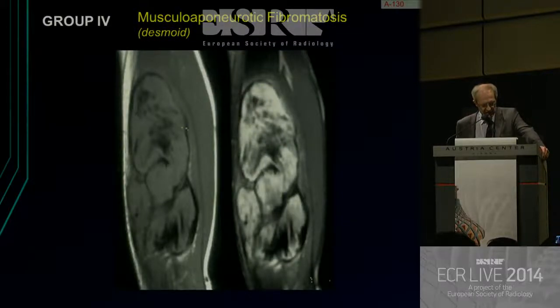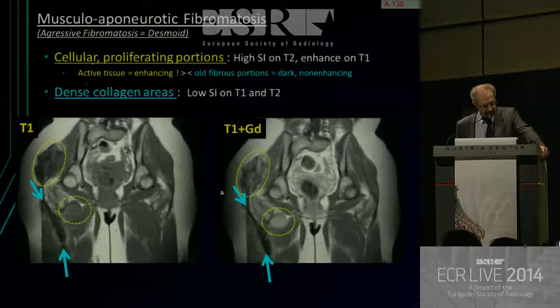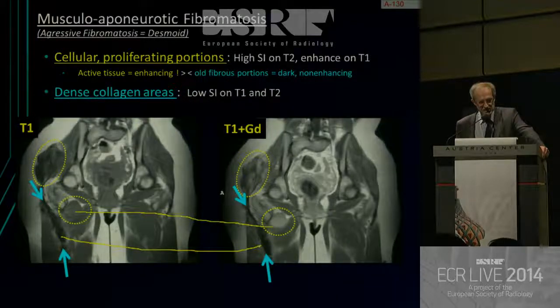Here we have again the desmoid or musculoaponeurotic fibromatosis, where you have these collagen fibers which have a very low signal intensity. The active part of the tumor will show a high signal intensity on T2. I will explain this here again. So in yellow, you see these cellular proliferating areas, and they will show low signal intensity and very intense enhancement. And the green area, which is black on T1 and black on T2, is the dense collagen tissue, which is old tissue.